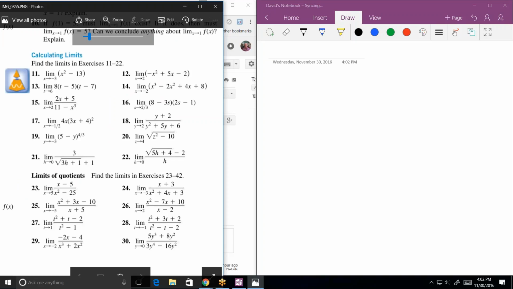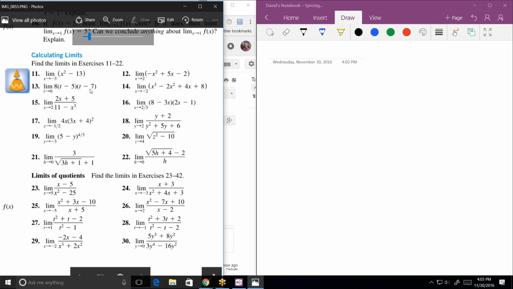So it would be negative 3 squared, which is 9. Then 9 minus 13 is negative 4. Okay, how about 12? So that would be negative 4 plus 10, so that would be 6 minus 2, which is 4. Okay. Just keep going through them.